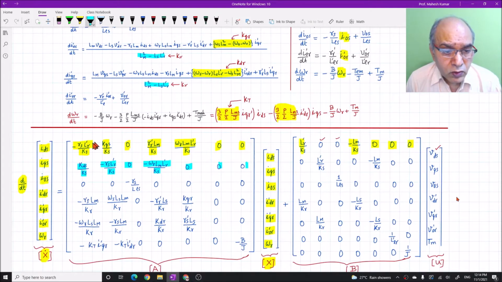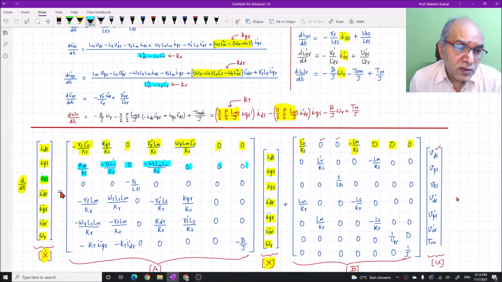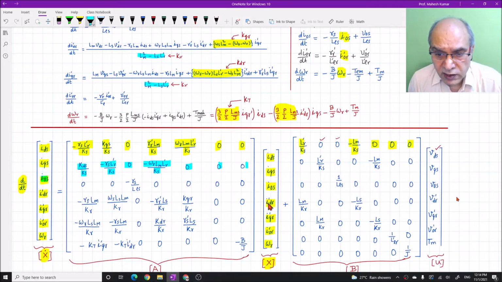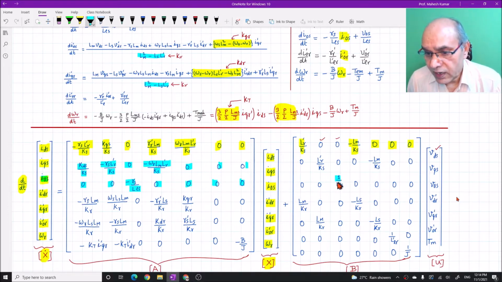The third row will be the derivative of i0s, di0s by dt. The third row will have the derivative of i0s, and these elements are 0 except the self element. So you can see it here, this is i0s and this element is minus Rs by Lls. The others are all 0. In the B matrix, we will have 1 by Ls as the coefficient of V0s.